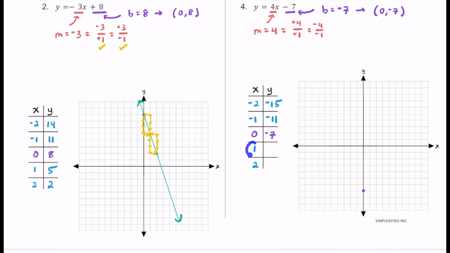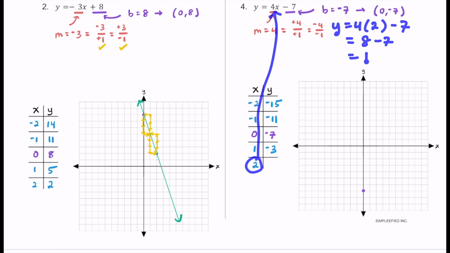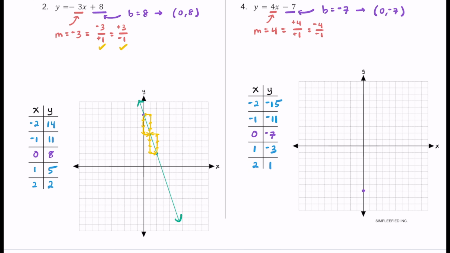Then moving down to when x is 1, plug that in. So we have y is equal to 4 times 1, take away 7. 4 times 1 is 4, take away 7. 4 minus 7 is negative 3. So let's put negative 3 in here. And then finally, what happens when x is 2? So if x is 2, we have y is equal to 4 times 2, take away 7. 4 times 2 is 8. 8 take away 7 is 1. So let's go ahead and plot that one as well.